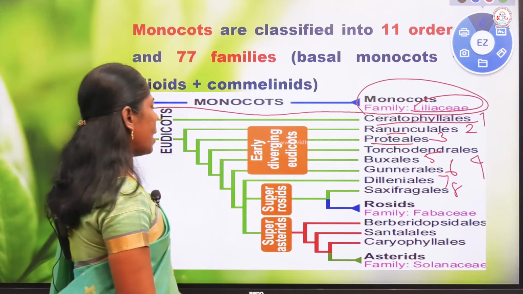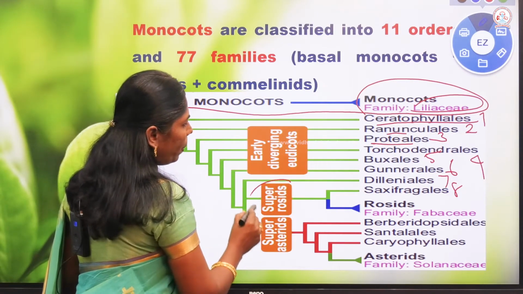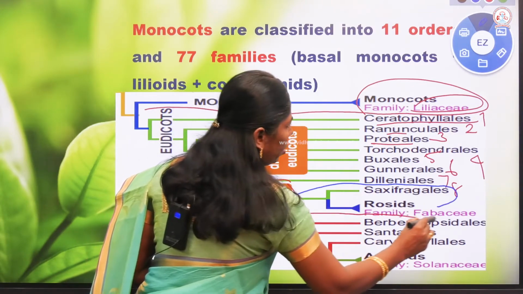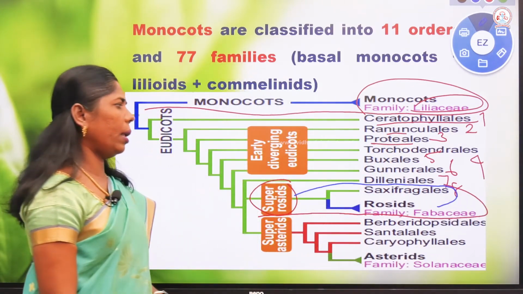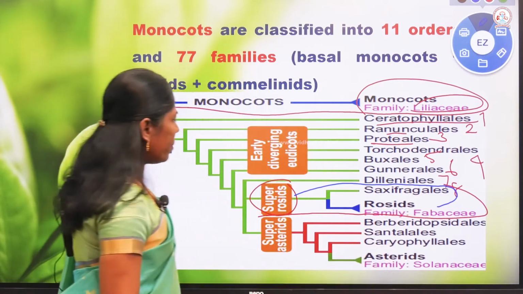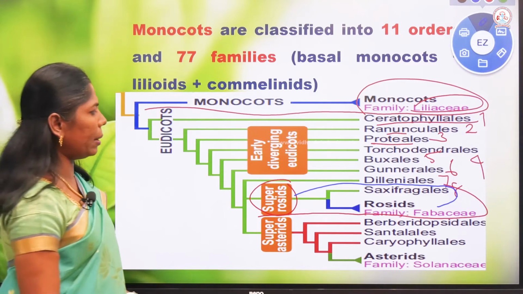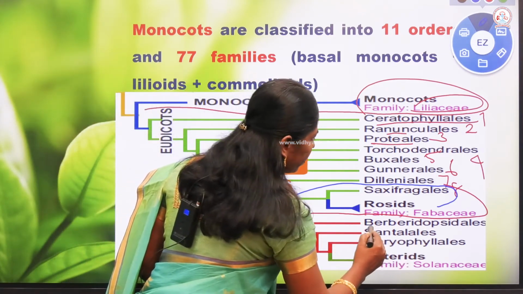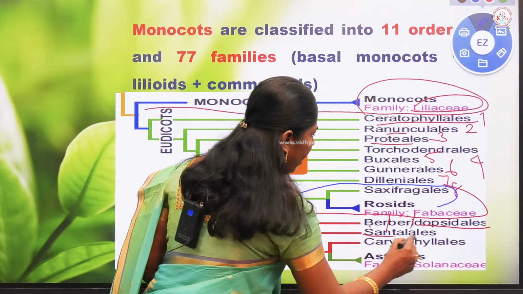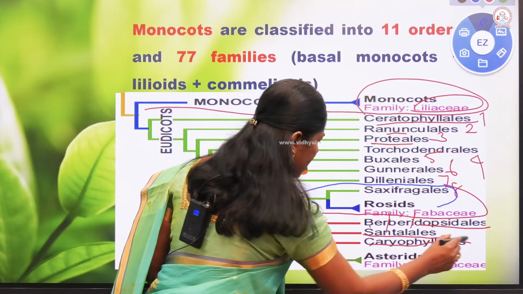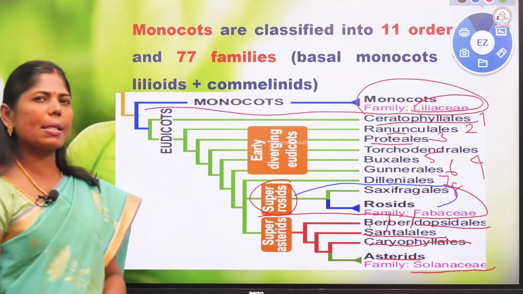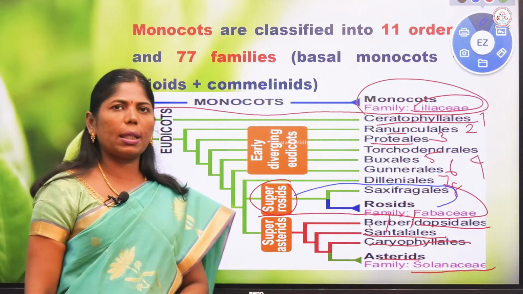Saxifragales இதெல்லாம் இருக்குது. Okay, saxifragales அப்படிங்கிறது வந்து சூப்பர் ரோசிட்ஸ். சூப்பர் ரோசிட்ஸ்ல வரக்கூடியது saxifragales. Okay, so that is a rosids. The family is here Fabaceae. So next வந்து சூப்பர் astrids அப்படிங்கிறதுல பார்த்தீங்கன்னா so that's a berberry dopsidales. Okay, santalales, caryophyllales. Next astrids, the family is here Solanaceae. Okay, this is a early system of the classification la உள்ளது.